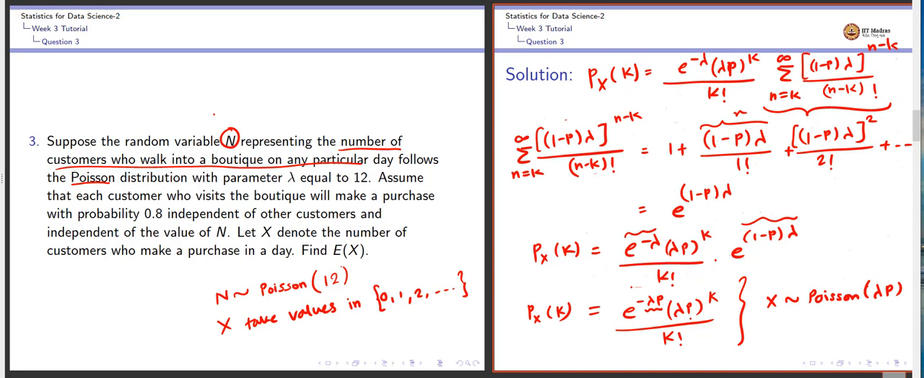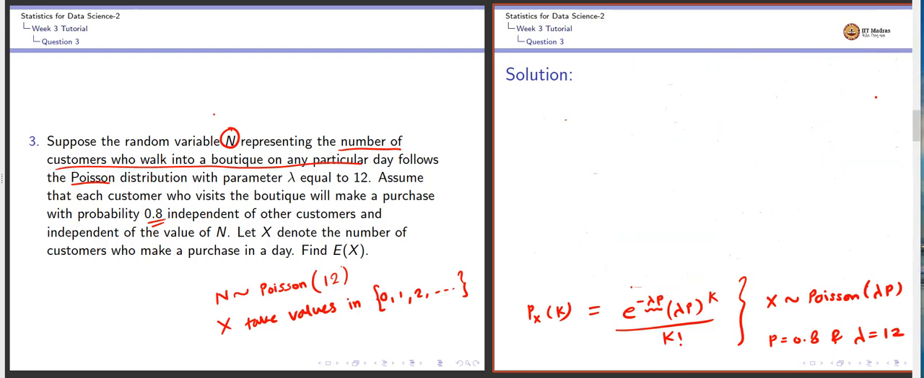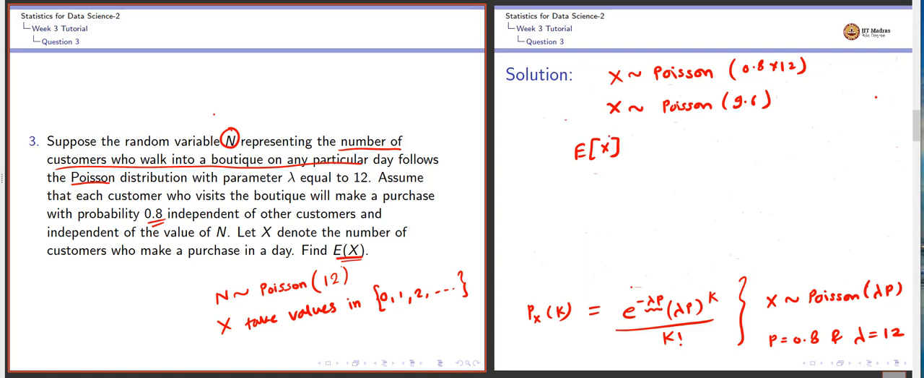So we know the value of p here: p is equal to 0.8, and lambda is equal to 12. It is given in the question. That means X has a Poisson distribution with parameter 0.8 into 12, which is nothing but Poisson 9.6. And we have to find the expectation of X. We know the expectation of a Poisson random variable is nothing but its parameter, right? So it is nothing but 9.6. So this is the answer for this question. Thank you.